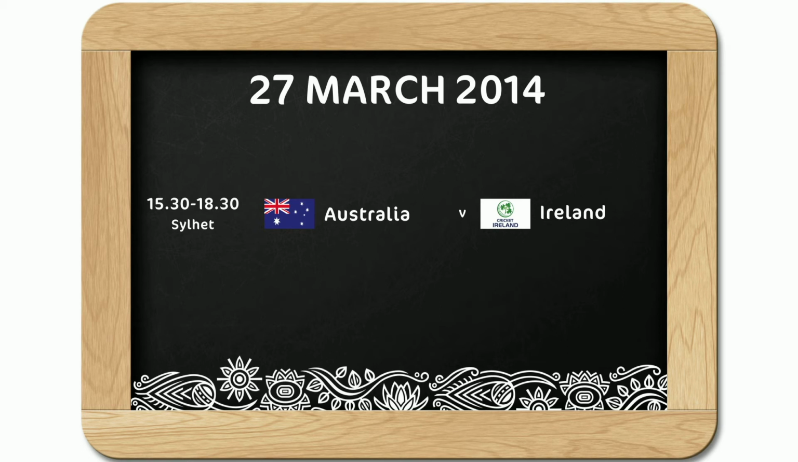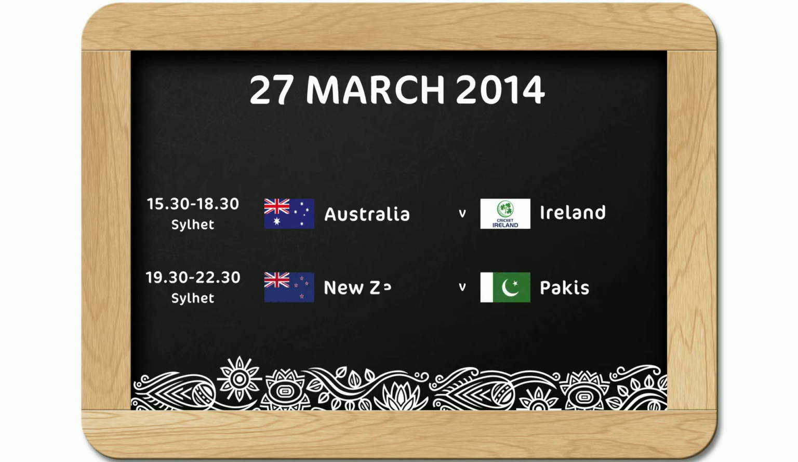The 27th will see Australia taking on Ireland, the latter competing in its first ICC Women's World 2020. This will be followed by New Zealand battling it out with Pakistan for another round of exciting cricket.